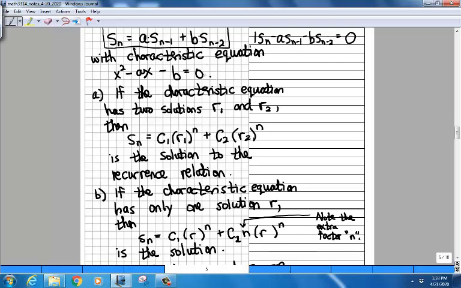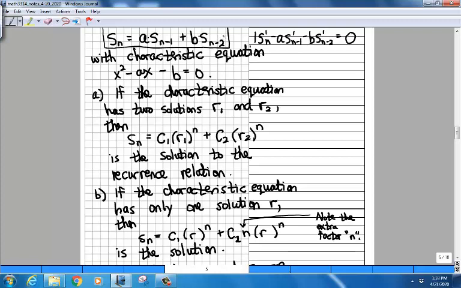Now, the linear part comes from the fact that when you look at the recursive terms of your recurrence relation, s sub n, s sub n minus 1, and s sub n minus 2, notice those are all raised to the first power. Since these recursive terms are all raised to the first power, that means this recurrence relation is linear.